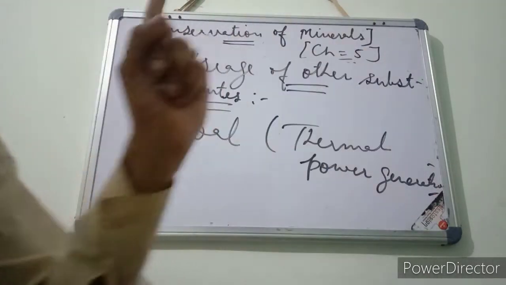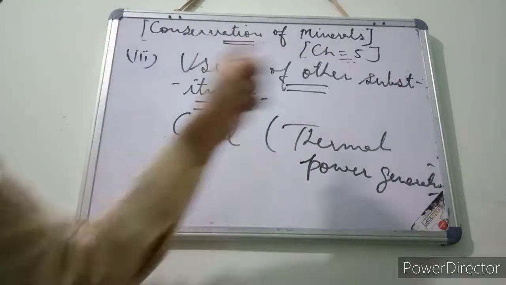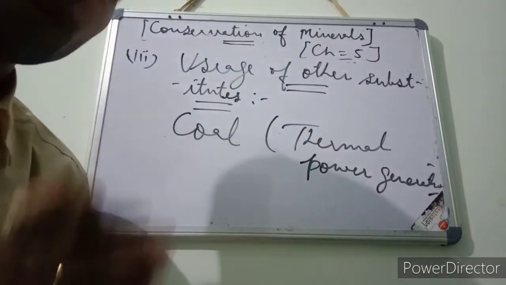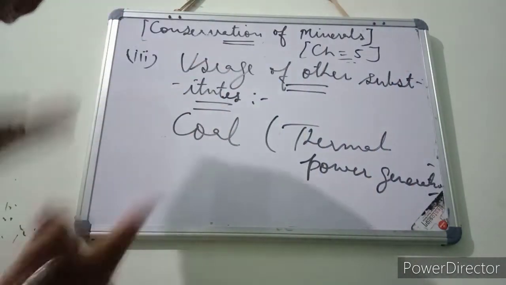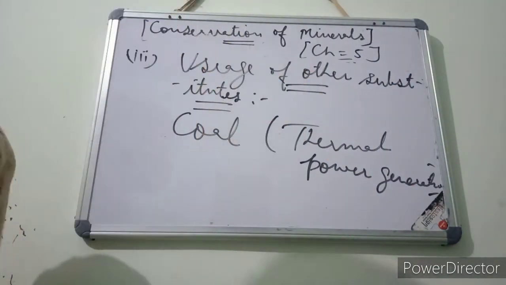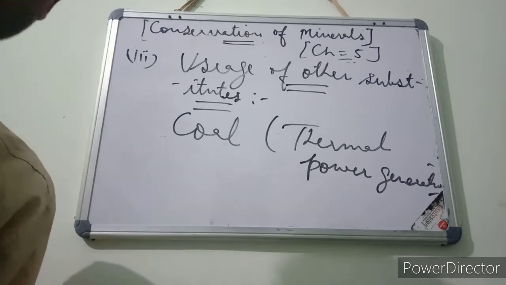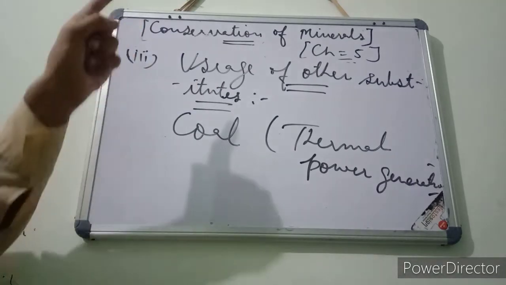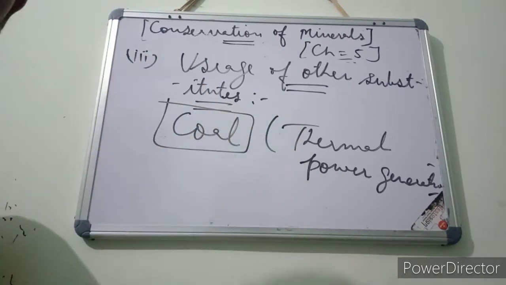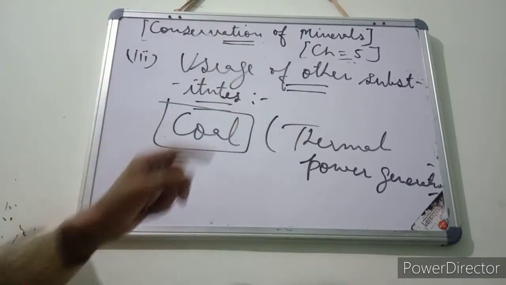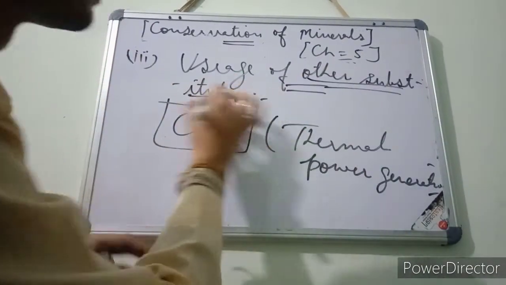नो, वी कैन जनरेट इलेक्ट्रिसिटी विद अदर सब्स्टिट्यूट्स आल्सो. Suppose we can also generate electricity from hydroelectric power. We can use solar energy. We can use wind energy. ठीक है ना? We can use biogas energy. So that means we can reduce our dependence on these minerals with the help of other substitutes.